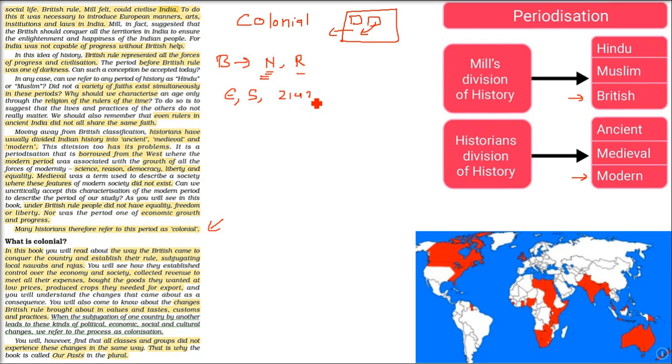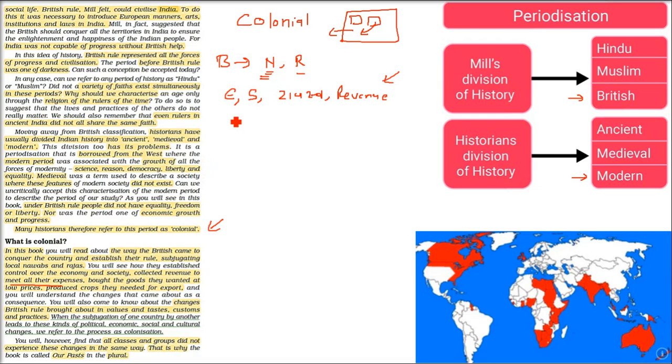Economy, society, and also they would collect the revenue, that is the money, tax, kar, lagan. For what? For meeting their expenses, not for betterment of the country, but for meeting their own kharcha, expenses. They were taking revenue from Indians only, and then meeting all their expenses. This is very important. Okay.